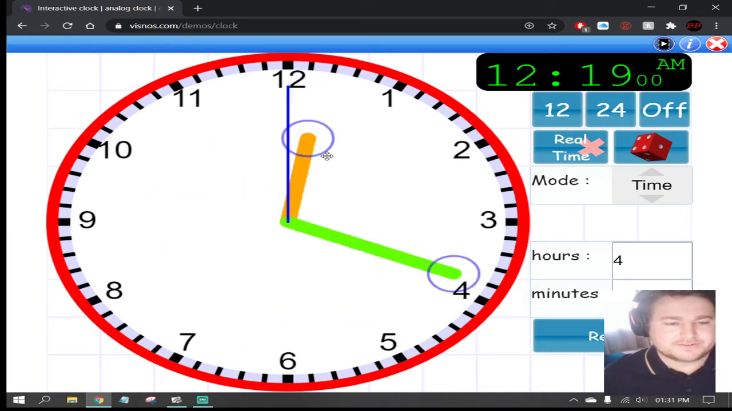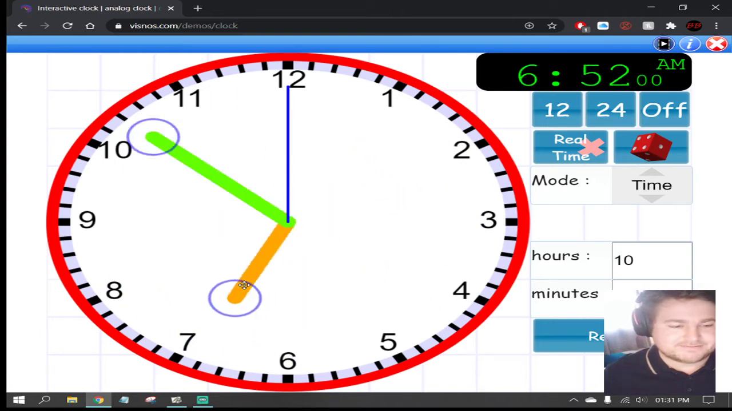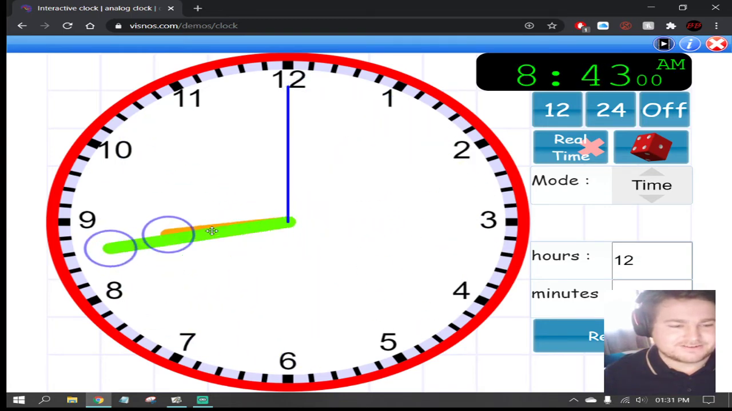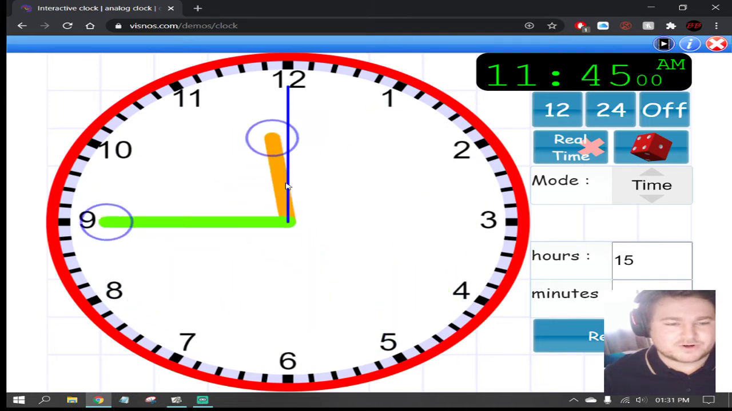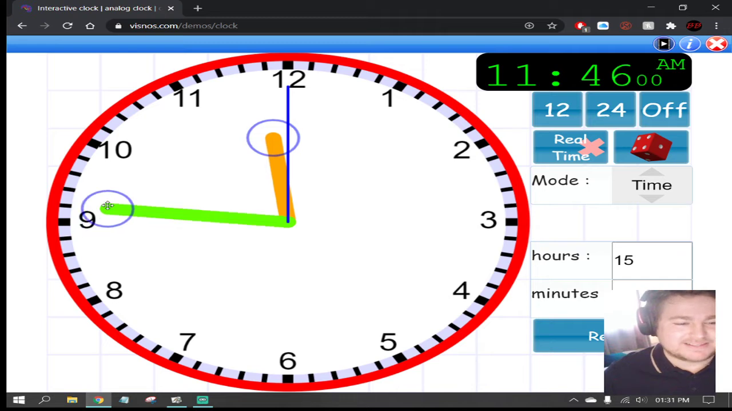So I'm going to move this all the way around. So look, spinning round and round and round. Look at the other one going crazy. And I'm going to get it close to the 12, but not quite. I'm then going to move over to this hand. What is this hand called? The longer hand of the two. The minute hand. This hand points to the minutes on the clock.